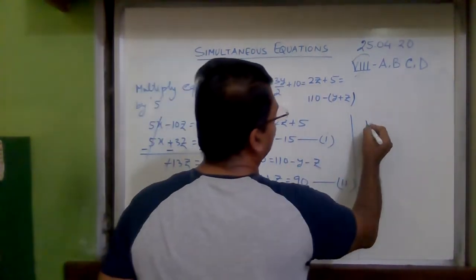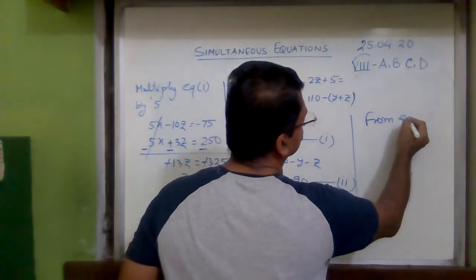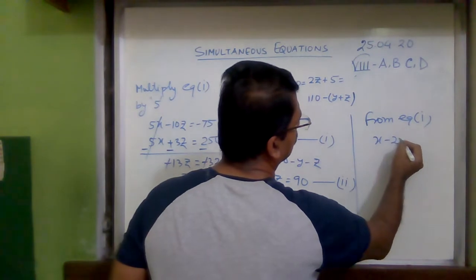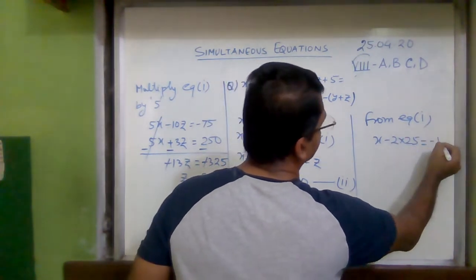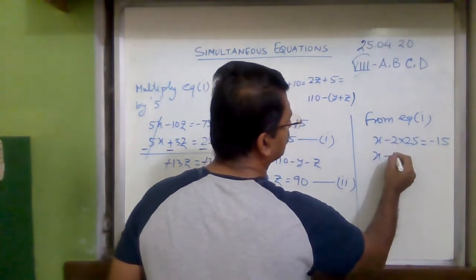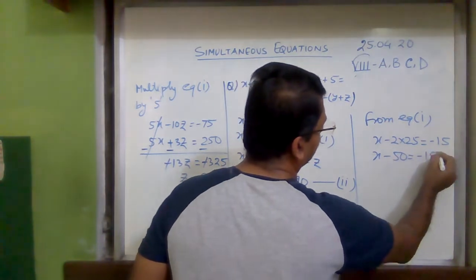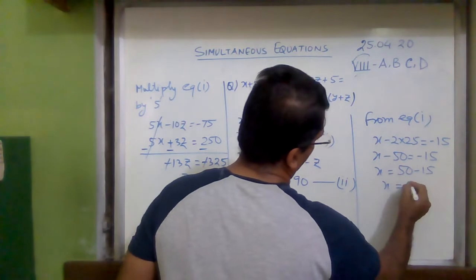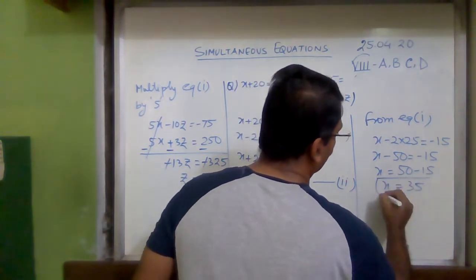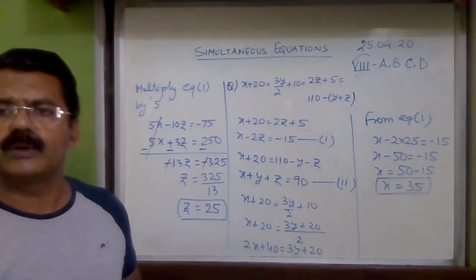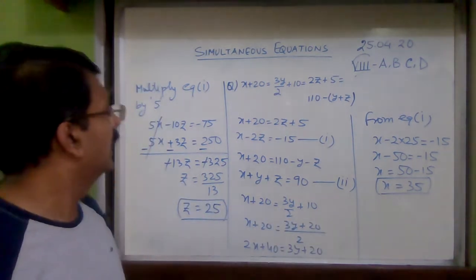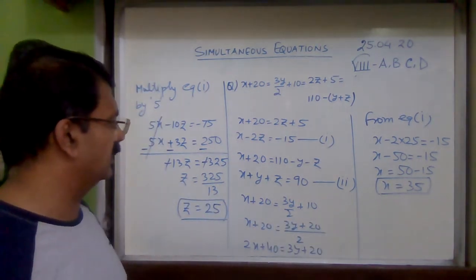From equation 1, x minus 2 into 25 is equal to minus 15, x minus 50 is equal to minus 15, x is equal to 50 minus 15, so x is equal to 35. So you can see we have found that x is equal to 35 and z is equal to 25. Now we have to find the value of y.